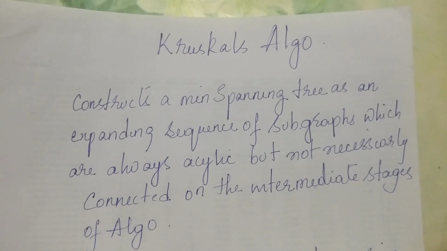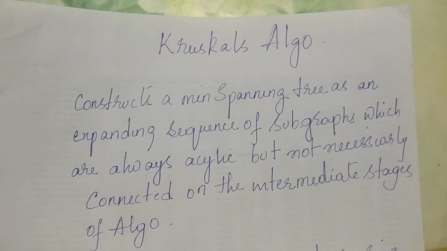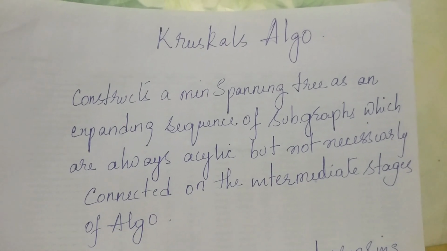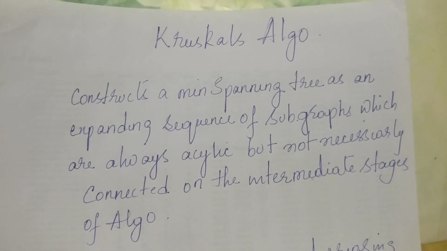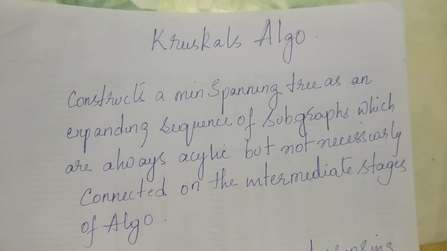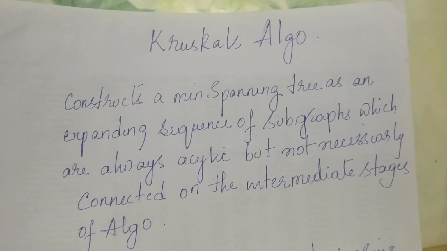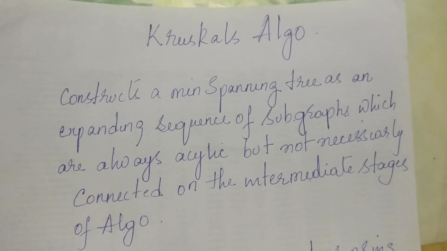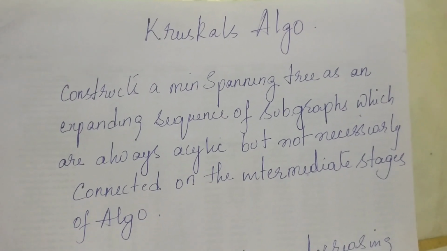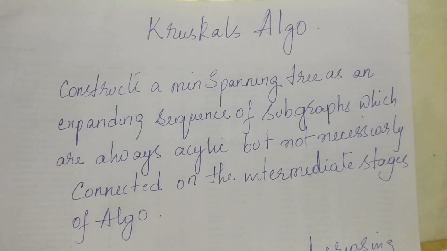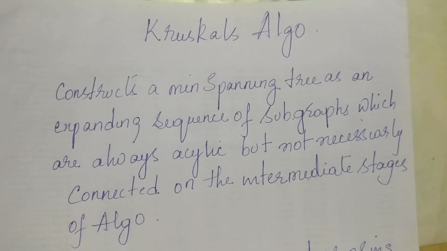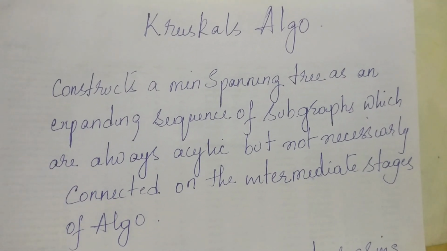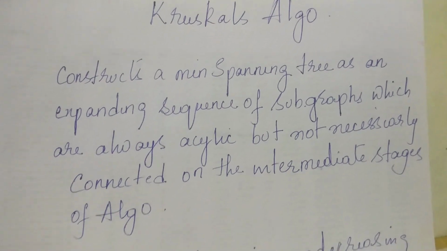Welcome back to Kruskal's Algorithm to create a minimum spanning tree using the greedy technique. Kruskal's Algorithm constructs a minimum spanning tree, just like Prim's, as an expanding sequence of subgraphs which are always acyclic but not necessarily connected on the intermediate stages of the algorithm. This is the key point to be noted. We are going to select the edges, but they need not be connected in the intermediate stages, as we have seen for Prim's.